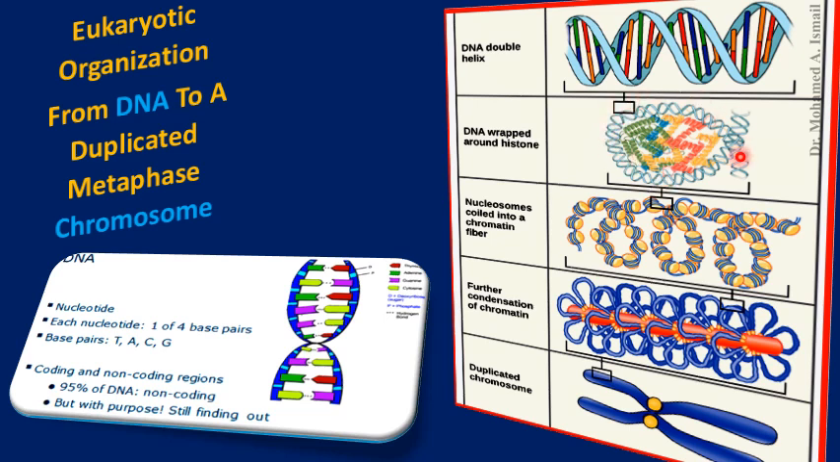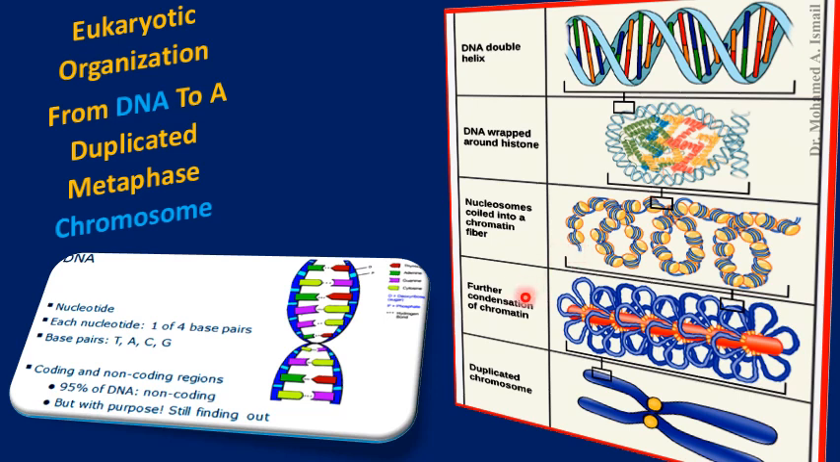around histones, this will form nucleosomes coiled into a chromatin fiber. This is a chromatin fiber. It consists of nucleosomes, and the DNA between them is called DNA linker. This form is called chromatin fibers.